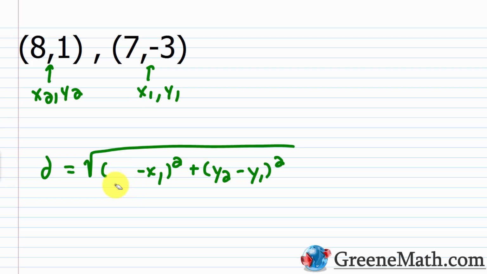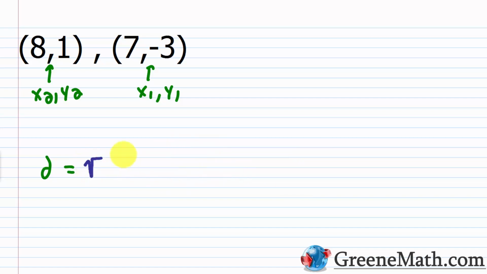So for x sub 2, I'm going to erase this and put 8. For x sub 1, I'm going to erase this and put 7. You can go ahead and do that. 8 minus 7 is 1. 1 squared is 1. Okay, so that's pretty simple. For y sub 2, I've got a 1. For y sub 1, I've got a negative 3. So again, be careful. Minus a negative 3 is plus 3. And 1 plus 3 is obviously 4. So if I have 4 squared, that gives me 16. 1 plus 16 is 17. So d, the distance, is equal to the square root of 17.